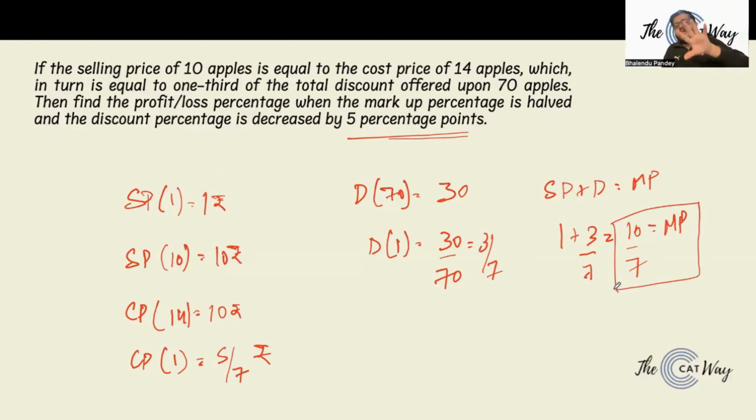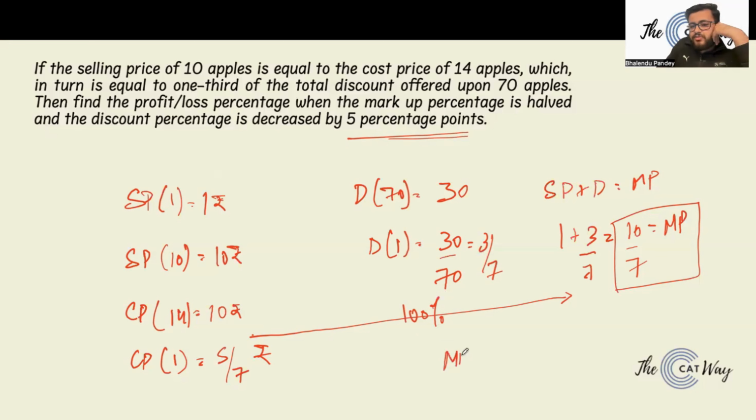So now I have the selling price, I have the cost price, I have the mark price, I have the discount. Now the question is, find the profit or loss percentage when the markup percentage is halved and discount percentage is decreased by 5 percentage points. Okay. So markup percentage is basically what, as of now, you see from 5 by 7, it is going to 10 by 7. So markup is 100%. So if my markup percent is reduced by half, right? That means now my markup percent is 50%.